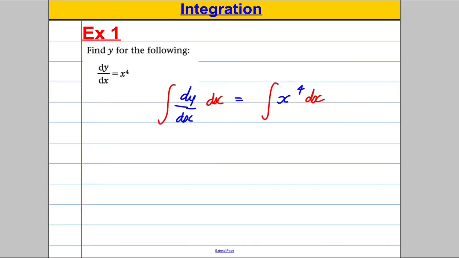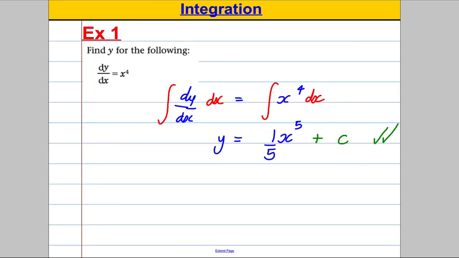When I integrate dy by dx, the gradient function, I get y. I'm always going to get y on this side. Now, y is equal to, increase the power by 1, x to the power of 5, and divide by the 5. Now, I like writing it like this. There's a hidden 1 there, always a hidden 1. I like writing it as a fifth x to the power of 5. Okay, so that's a fifth x to the power of 5, and you must always add plus c, your constant of integration. And that there is done.